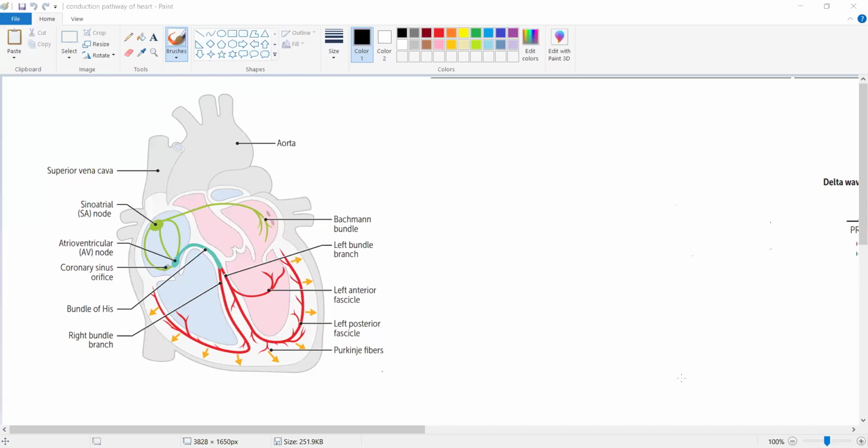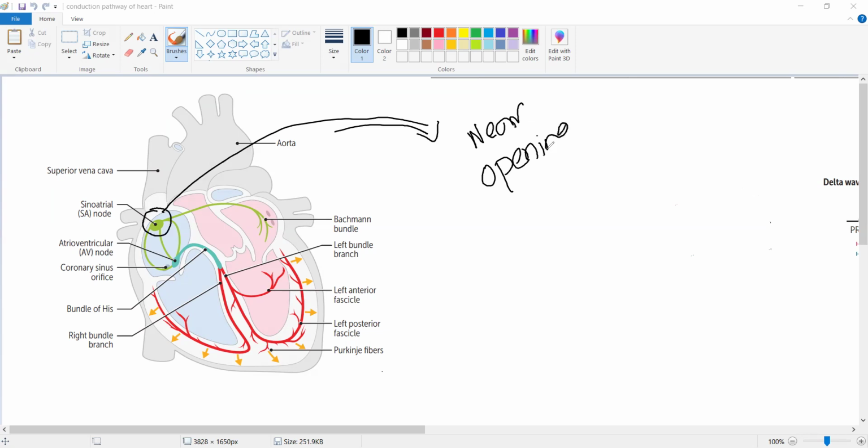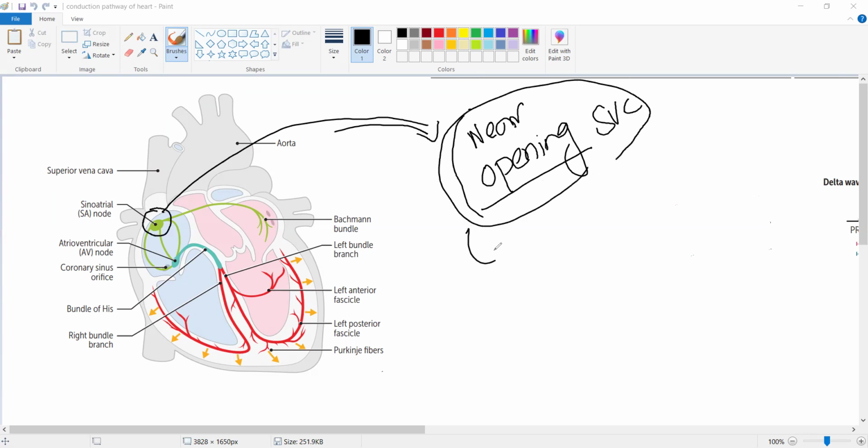Let's begin. The conduction pathway in the heart starts from the SA node. What is the location of the SA node? The SA node is located at the right atrium, near the opening of the superior vena cava. So mainly at the right atrium.